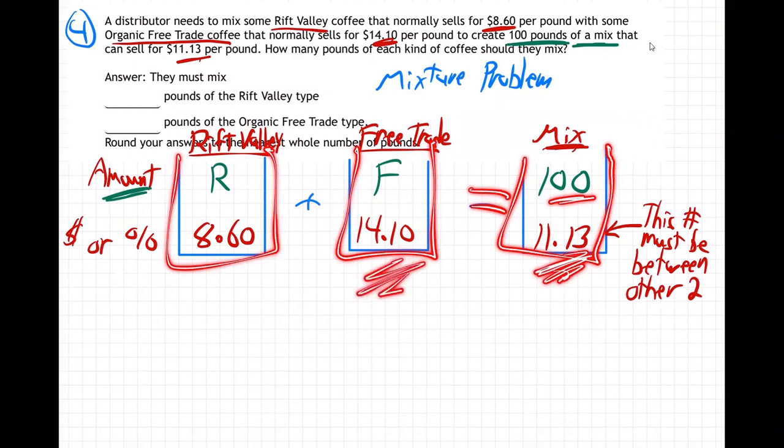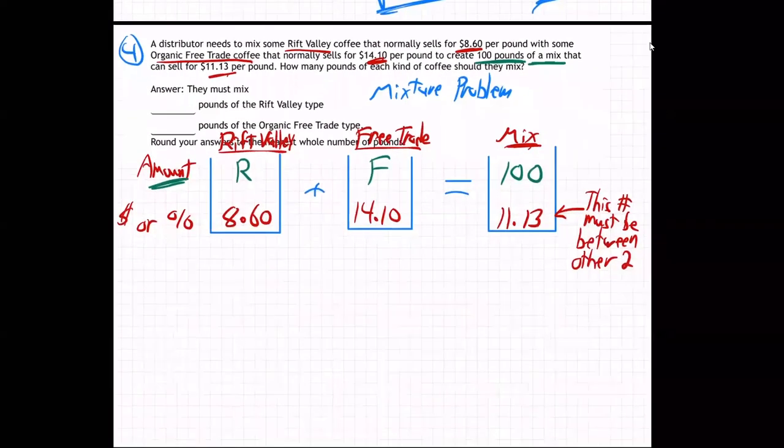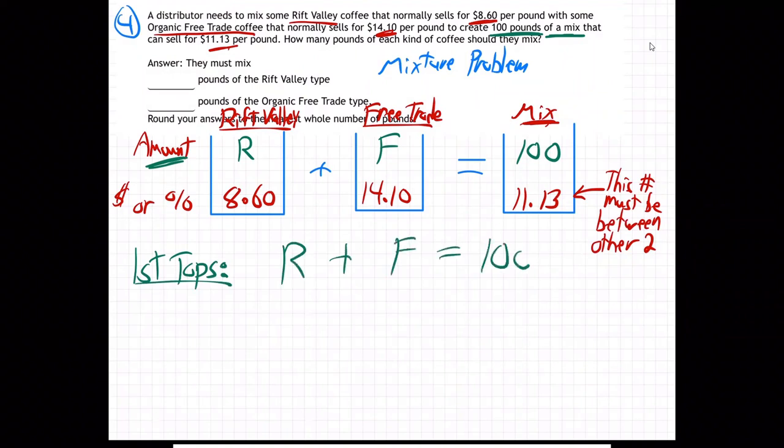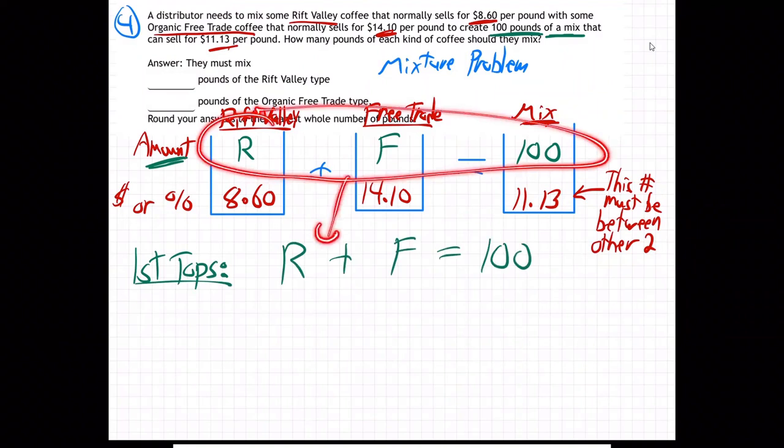Expensive coffee, cheap coffee, combines together to sell for a price that's a mixed price. Okay, so what do we do now? How are we going to get our equations? Well, the first equation just comes from the tops. So I'm just going to literally grab the tops. R plus F is 100. So what I did there is went top, right across, just the tops.